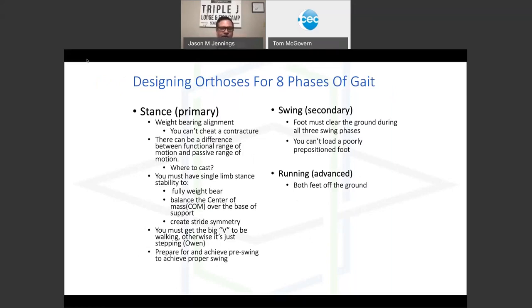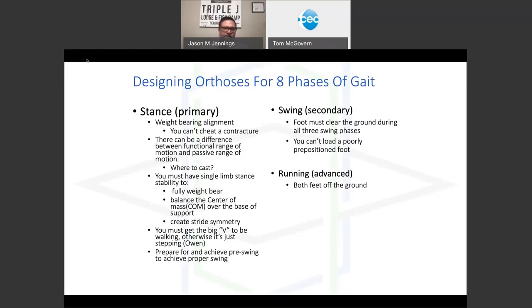So here's breaking it down even further for the stance phase portions of the gait. What is your weight bearing alignment? We talked a little bit about cheating a contracture. You can't cheat a contracture. So what if you have to make an AFO that's plantar flexed 15 degrees? How do you overcome that in your design?